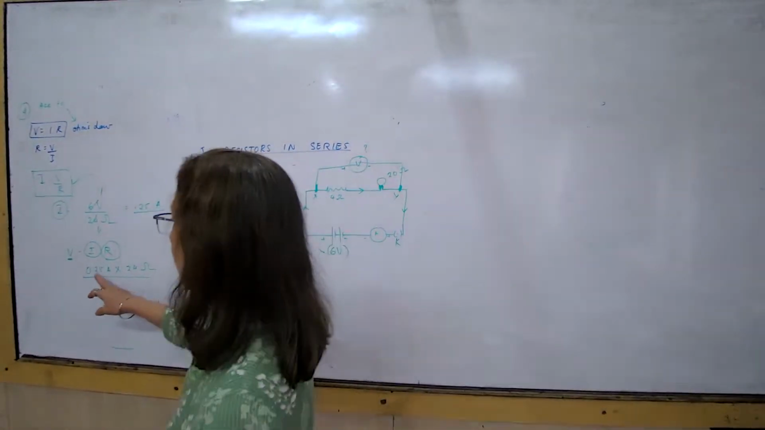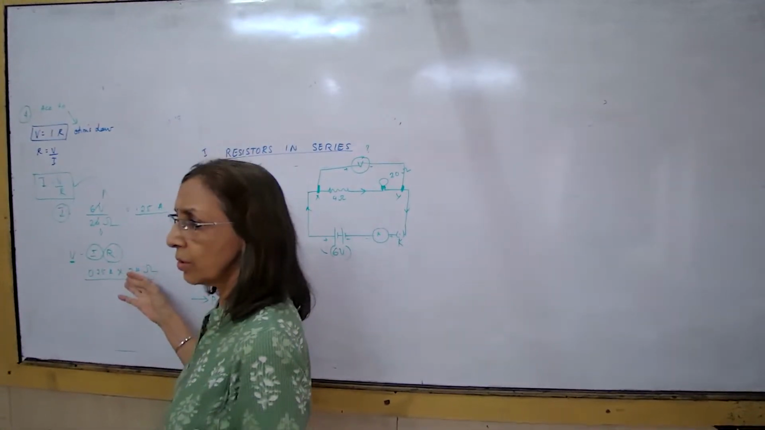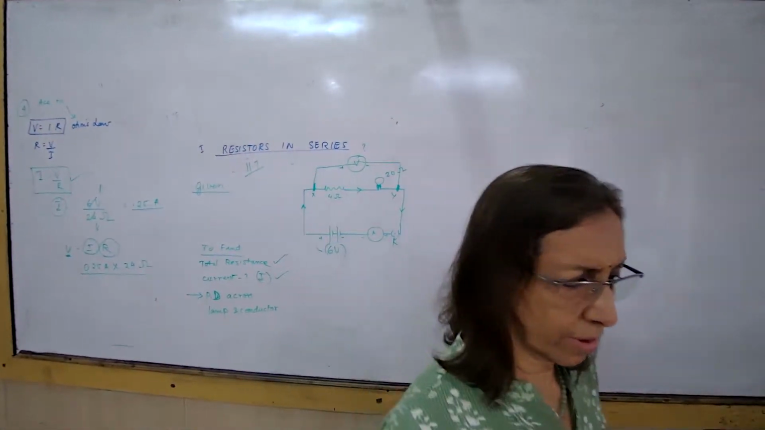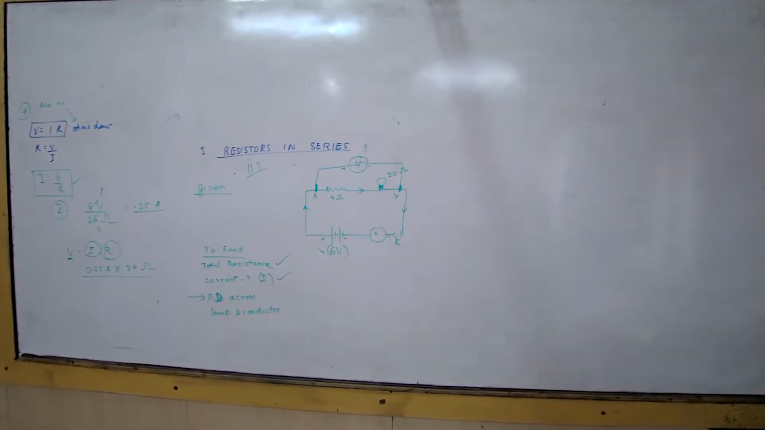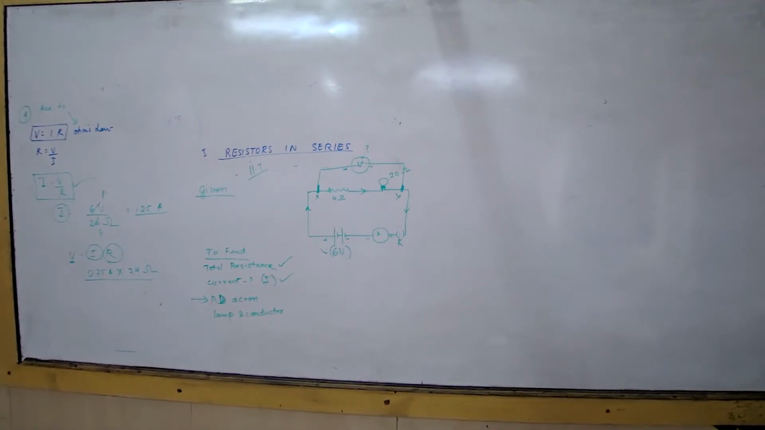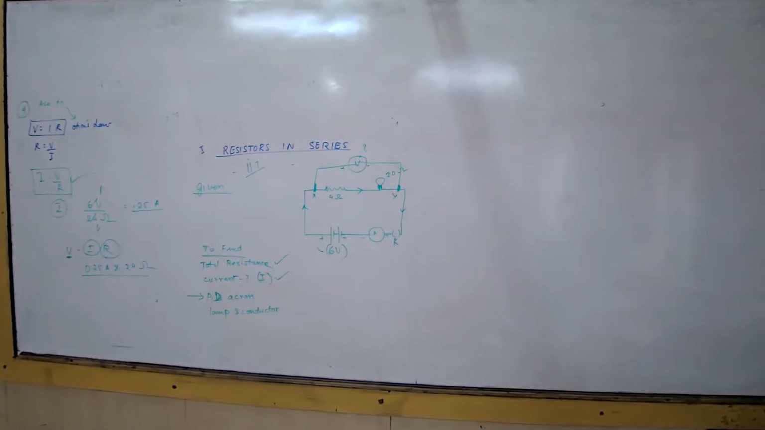0.25 is what? 1 upon 4. So this is 24 upon 4. So it is going to be 6. Is that okay, clear? Yeah? Okay, so now we have done RS, right? We are going to see now a couple of examples here.